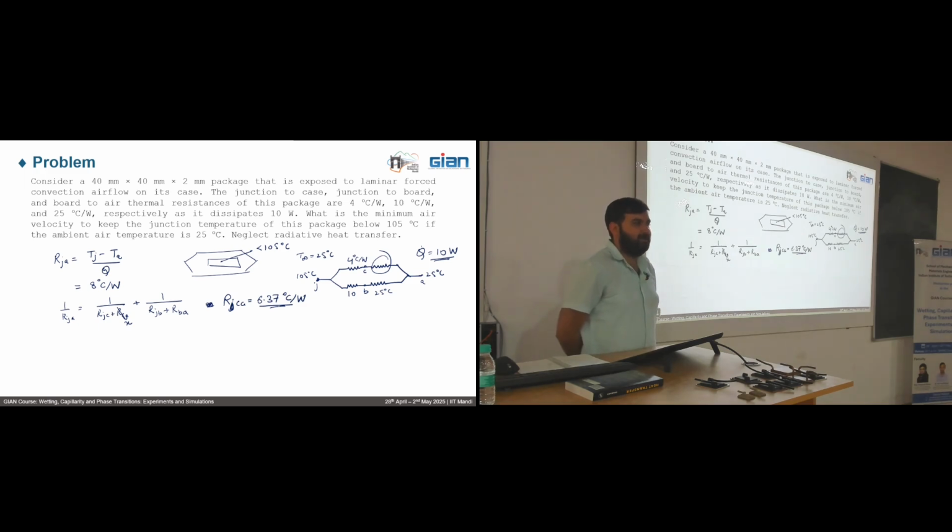Before that we need to find the heat transfer coefficient, right? And once we are able to find the heat transfer coefficient, then we can use the empirical relations to relate H with U, and then we'll find the U. Okay, so I'll simply do it.